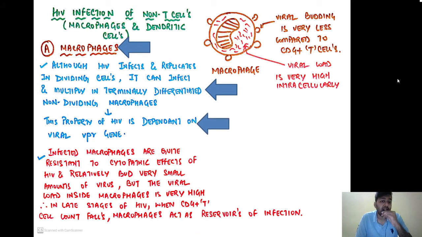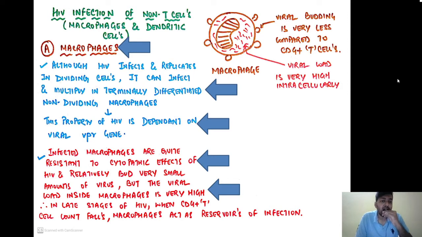And this property of HIV is dependent on the viral VPR gene. Now remember, the infected macrophages are quite resistant to the cytopathic effects of HIV. If you remember, by cytopathic effects, I mean the viral budding and the viral release. So these infected macrophages do not let the virus bud and release easily. So they are quite resistant to this. But this does not mean that the viral replication inside the cell is not going on. No. Although the budding is very less, the viral load inside the macrophages is very high.